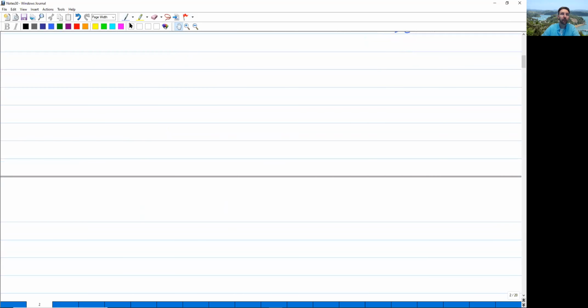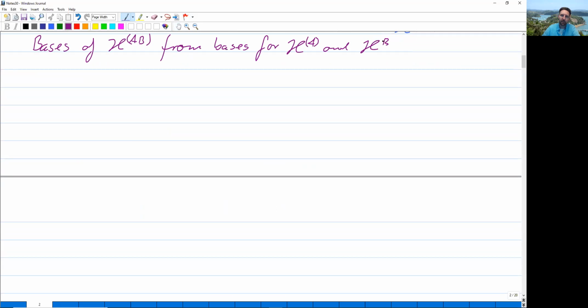Let us now move on to bases of H AB from bases for H A and H B. The point is that if we have a Hilbert basis for the Hilbert space of system A and a Hilbert basis for the Hilbert space of system B, then we should be able to get a Hilbert basis of the total system, and indeed that's the case.